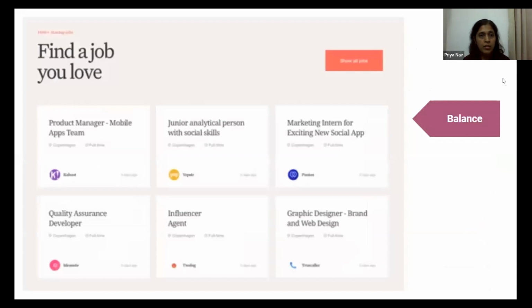Second, third, fourth one is your balance, right? And in this particular screenshot, you can see how the elements are, if you draw a vertical line in the center, you will see that elements on both sides are equally balanced, right? So that is how you create a balance in your visuals.